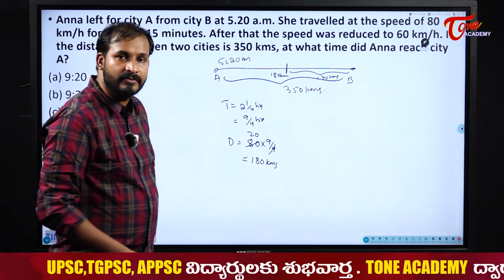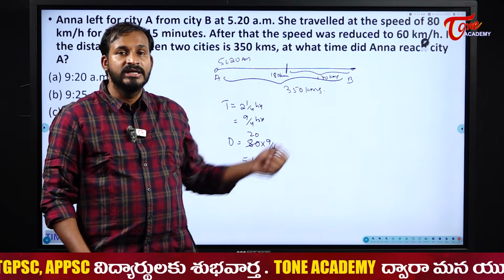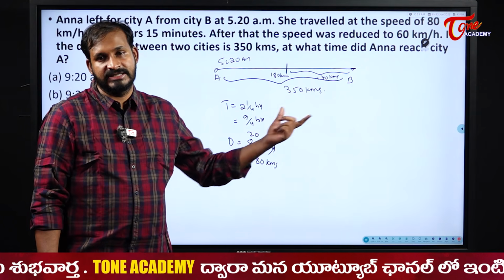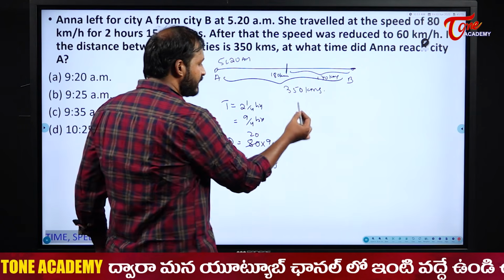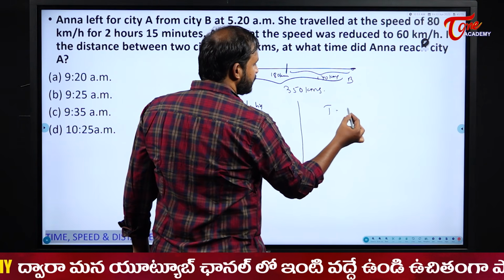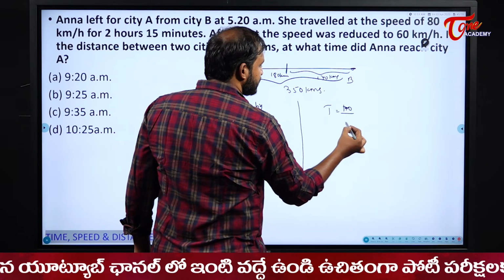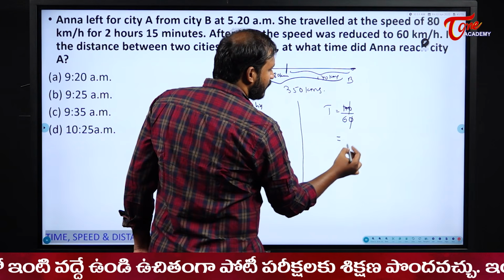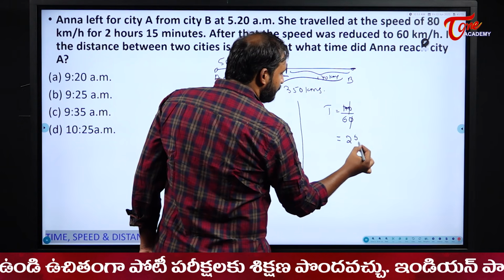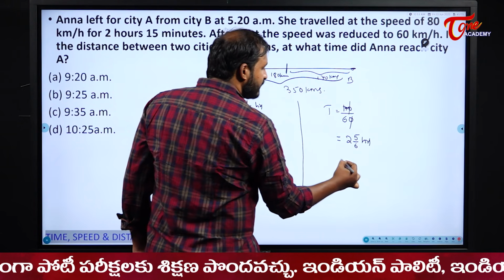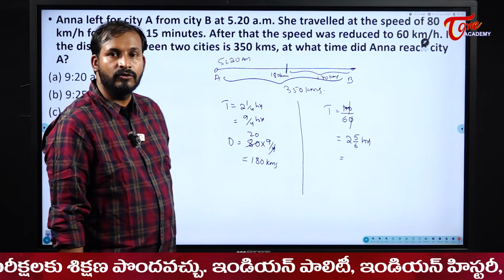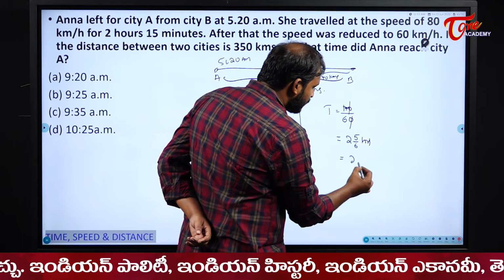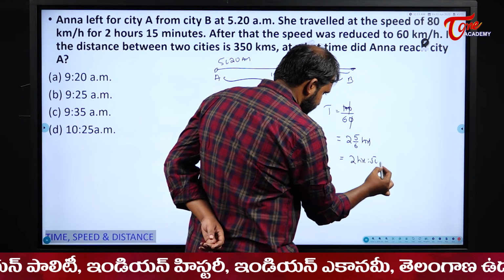Now this 170 kilometers, she is travelling with a speed of what? Reduced to 60 km/h. So now time taken to travel this 170 kilometers: time is equal to 170 by 60. 0 0 get cancelled. So this will become 2 5/6 hours. 2 5/6 hours means, 6 10s are 60, so that means it will become 2 hours 50 minutes.